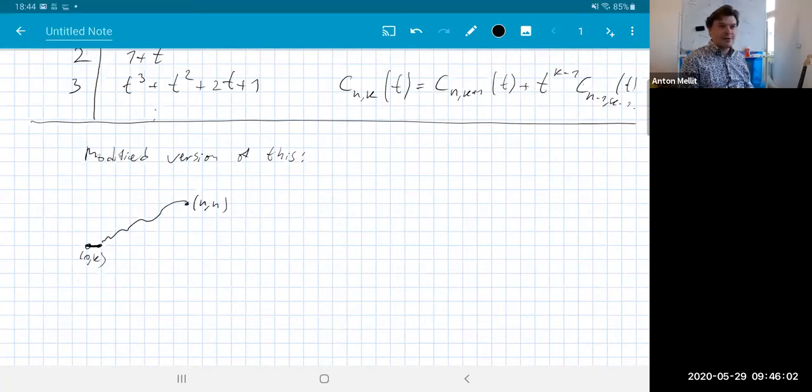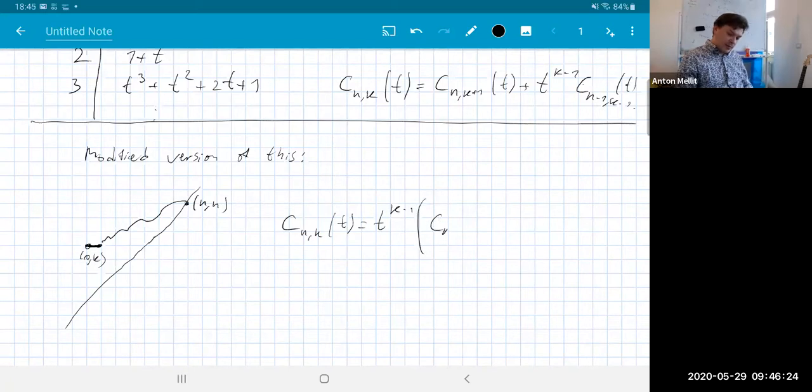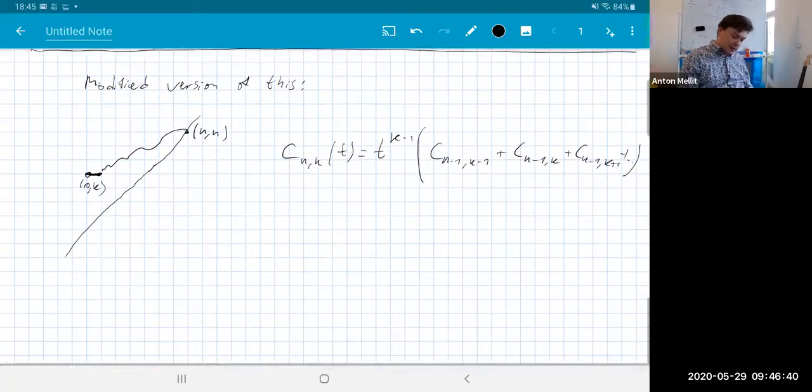Everything is frozen. Then you get that C for this version, C and K of T. So you just need to count this last step, which is T to the K minus 1, and then you could come from K minus 1 plus, and so on, an increasing sequence of indices.